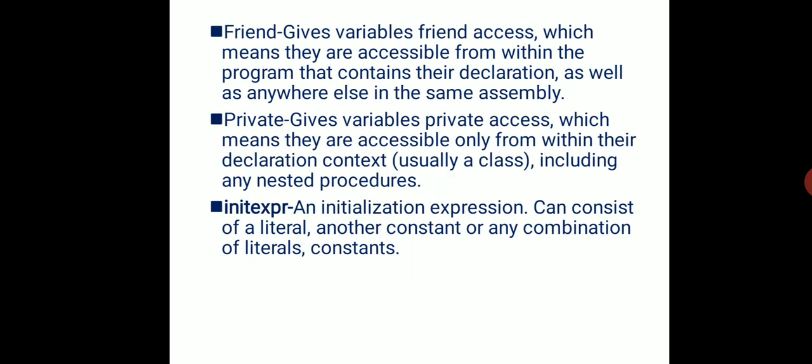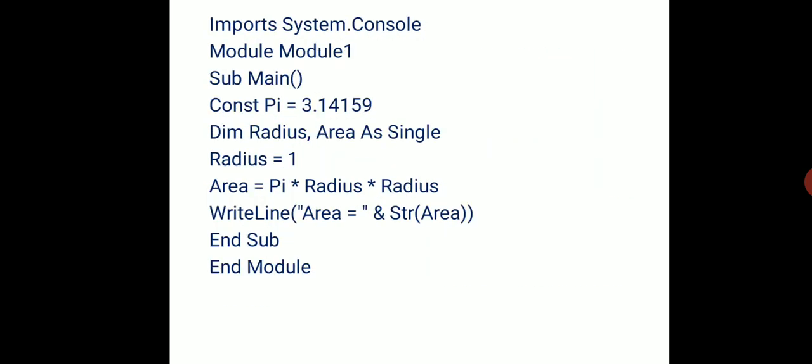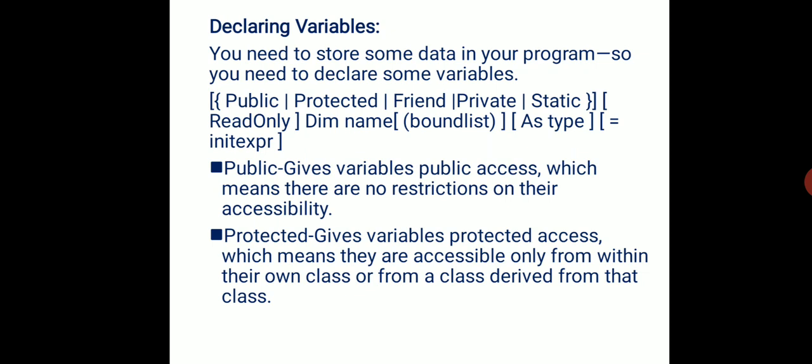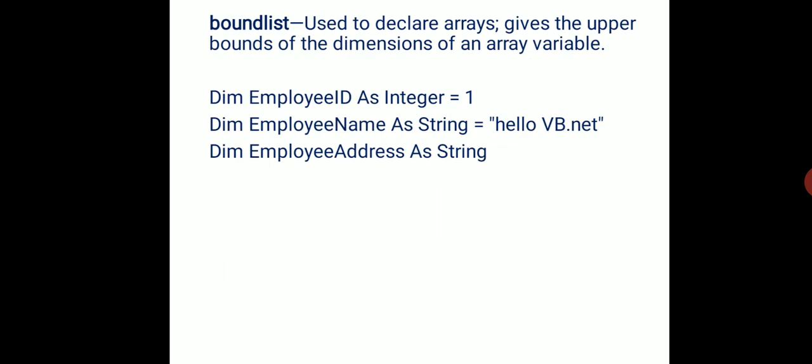and here, dim name, within brackets we have the bound list. It's optional. What is that bound list? The bound list is used to declare arrays. For arrays we have a boundary, isn't it? It gives the upper bounds of the dimensions of an array variable. Okay, the bound list is used to declare arrays. It gives the upper bound.